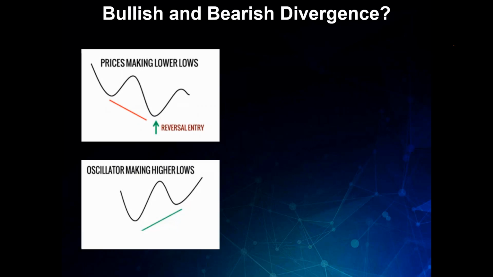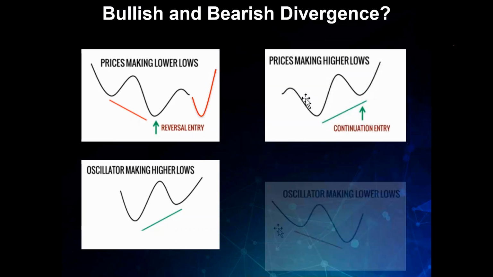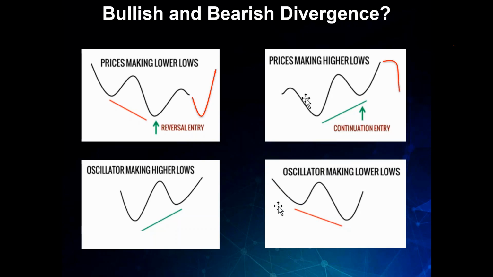So price is making lows. Look what the oscillator is doing. It's going up, hence price goes up. Prices are making highs, the oscillator's going down. Eventually, the market turns around. So I think you've got the idea.